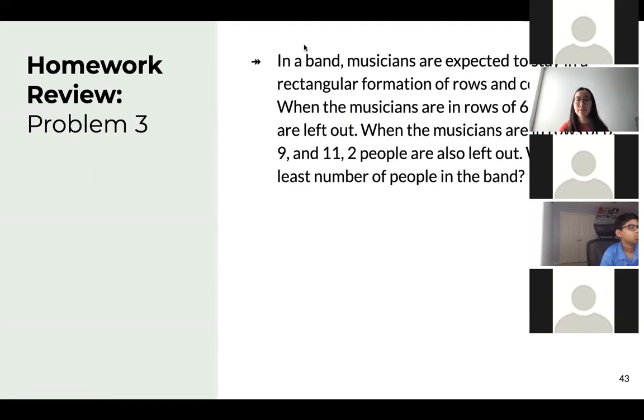In a band, musicians are expected to stay in a rectangular formation of rows and columns. When musicians are in rows of 6, 2 people are left out. When the musicians are in rows of 8, 9, and 11, 2 people are also left out. What is the least number of people in the band? So how'd you guys do on this one?